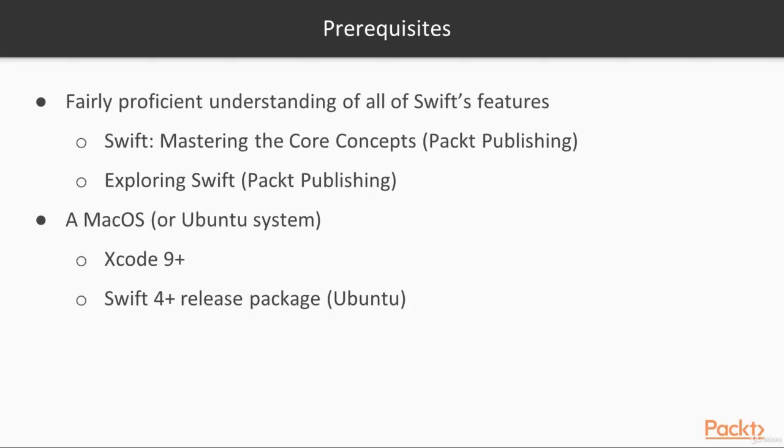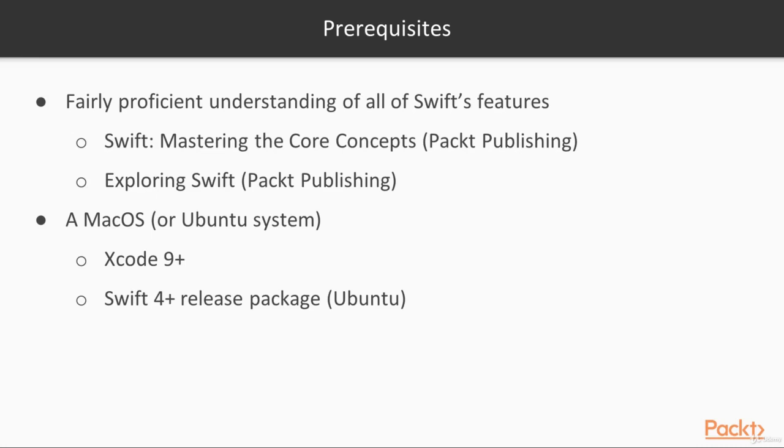In order to study this course, you should already be fairly confident with using Swift to create projects with many interacting types. You should have a strong understanding of Swift's key features, the type system, the standard library, and many of the most essential APIs in the Foundation framework. We've covered all of these features in the previous two parts: Swift, Mastering the Core Concepts, and Exploring Swift.